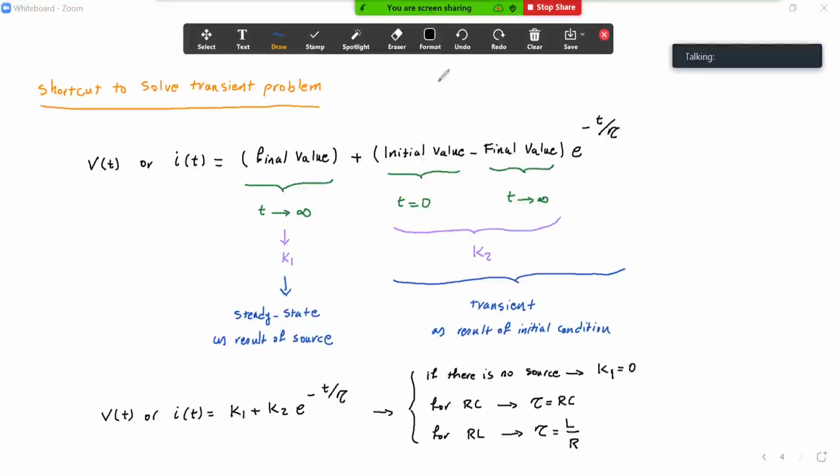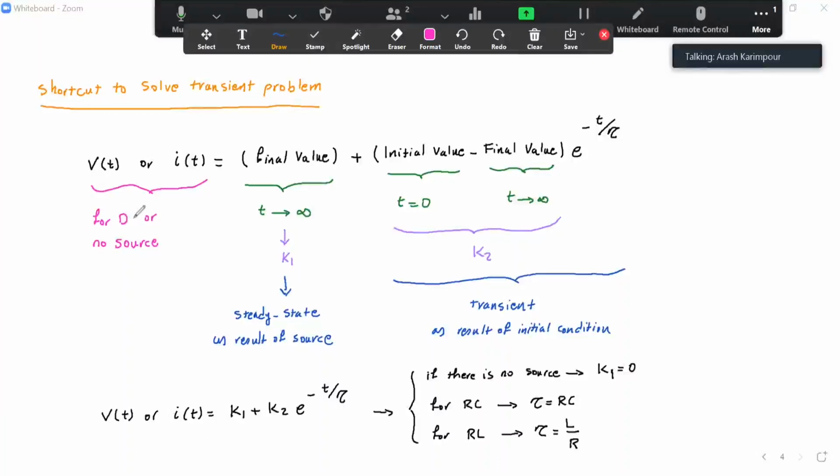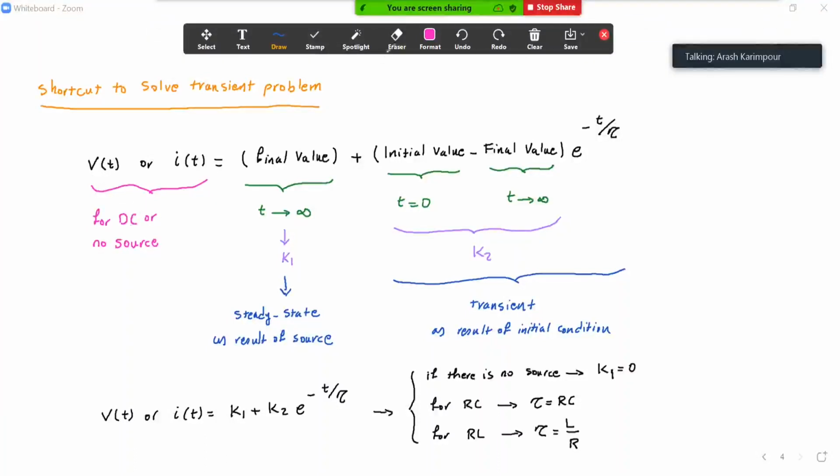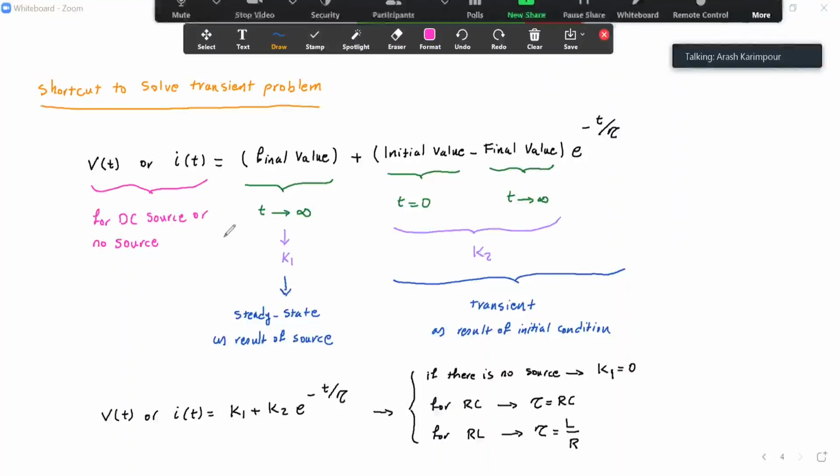Okay, just make sure that these two, I will write these two are for DC or no source. So we cannot use this method for the AC transient. It should be either for DC source or for no source. That's how we are going to have them.